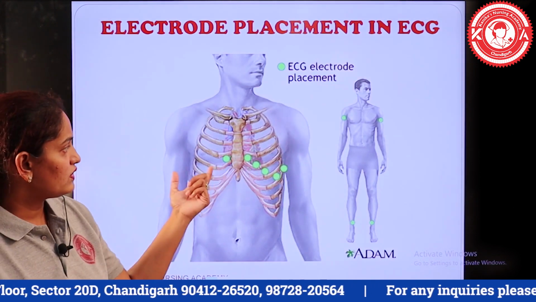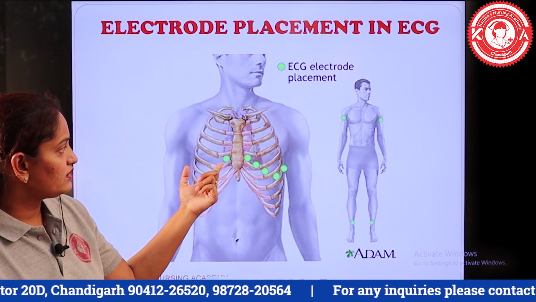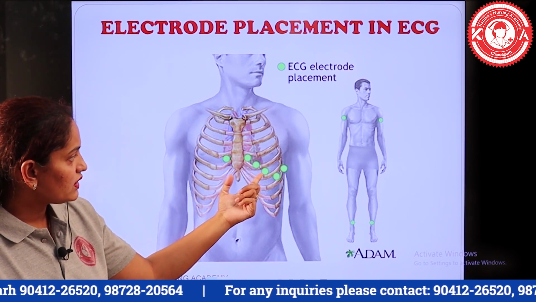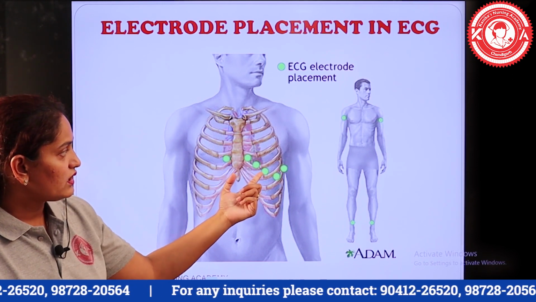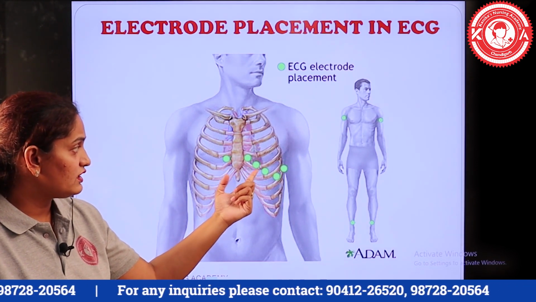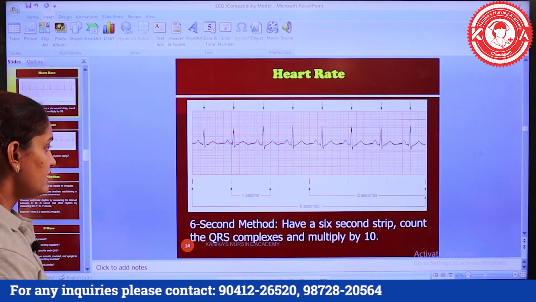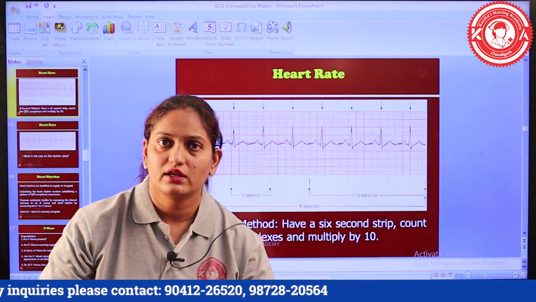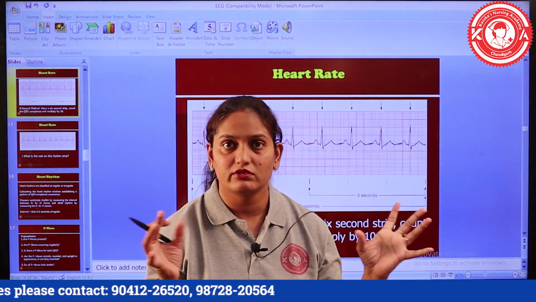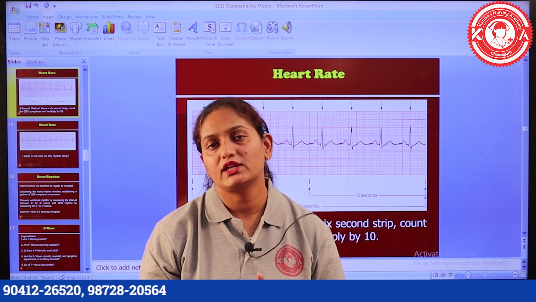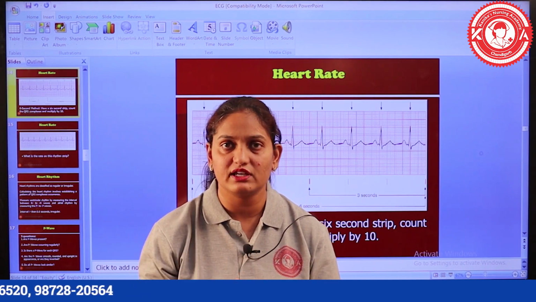So again, you can see the fourth intercostal space on the right side, the fourth intercostal space on the left side, then on the mid clavicular line V4 is placed, and V3 is in between V2 and V4, then V5 and V6. That is all about the brief, or you can say somewhat detailed description about the ECG and how to identify the abnormal ECG, how to interpret the ECG.